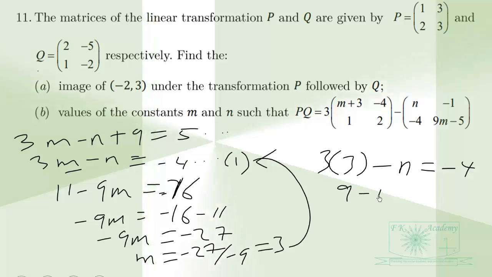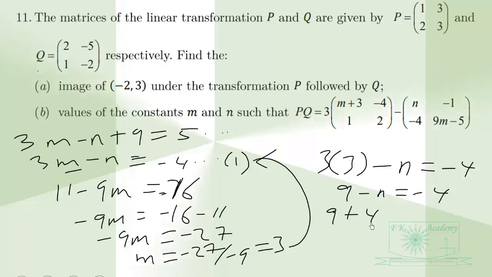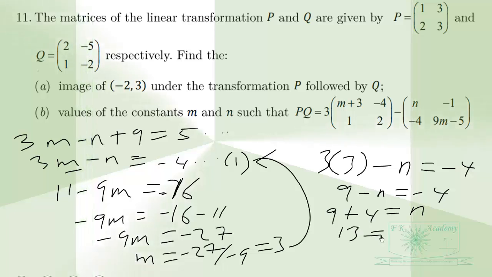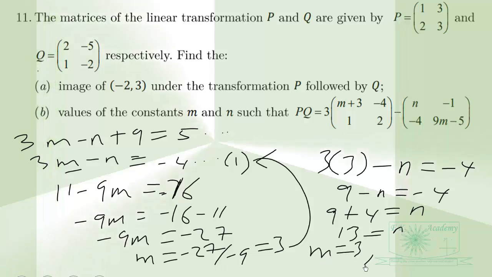So we have 9 minus n equal negative 4. So we have 9 plus 4 equal positive n. Therefore, 13 is equal to n. Hence, we have m equal 3 and n equal 13.